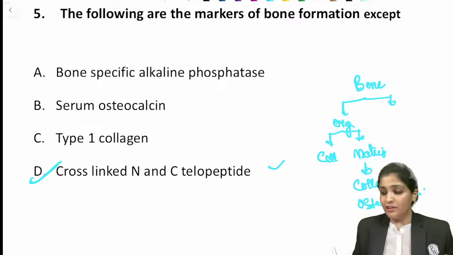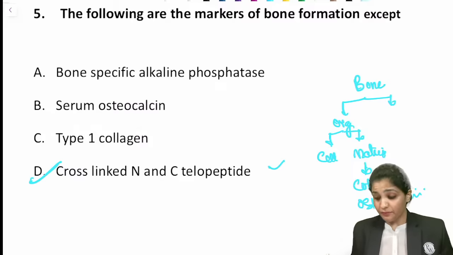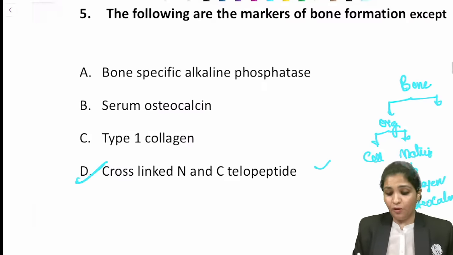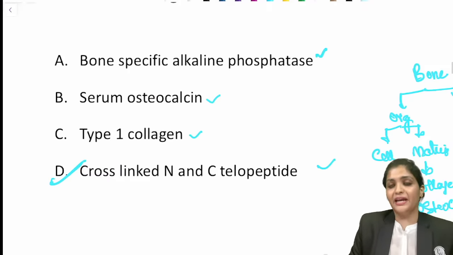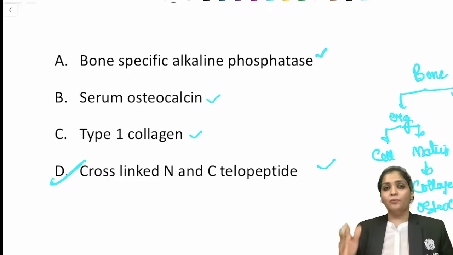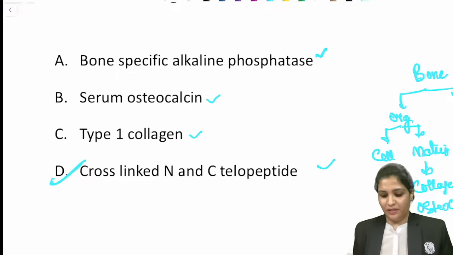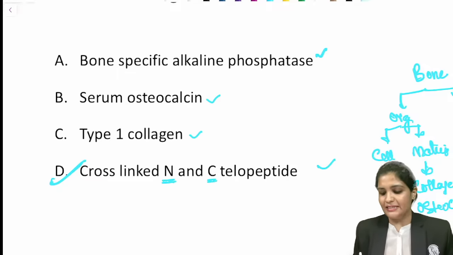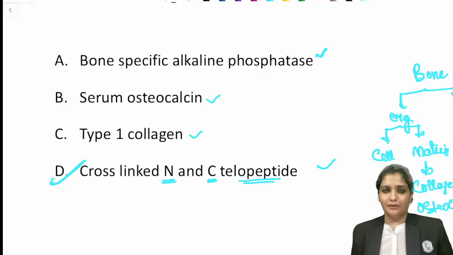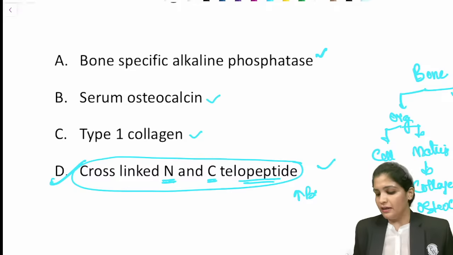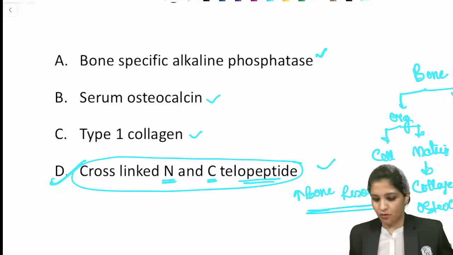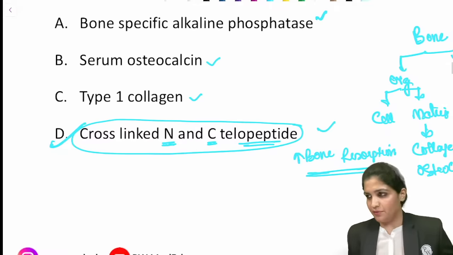Whenever the bone is forming, there will be bone formation markers. That is collagen, osteocalcin and bone specific alkaline phosphatase, which are increased. When bone is resorbed, bone is broken into pieces, then there will be cross-linked N and C telopeptides seen in the serum. So there will be an increase of this for bone resorption. Right? So, bone is collagen. Correct. Collagen type 1.